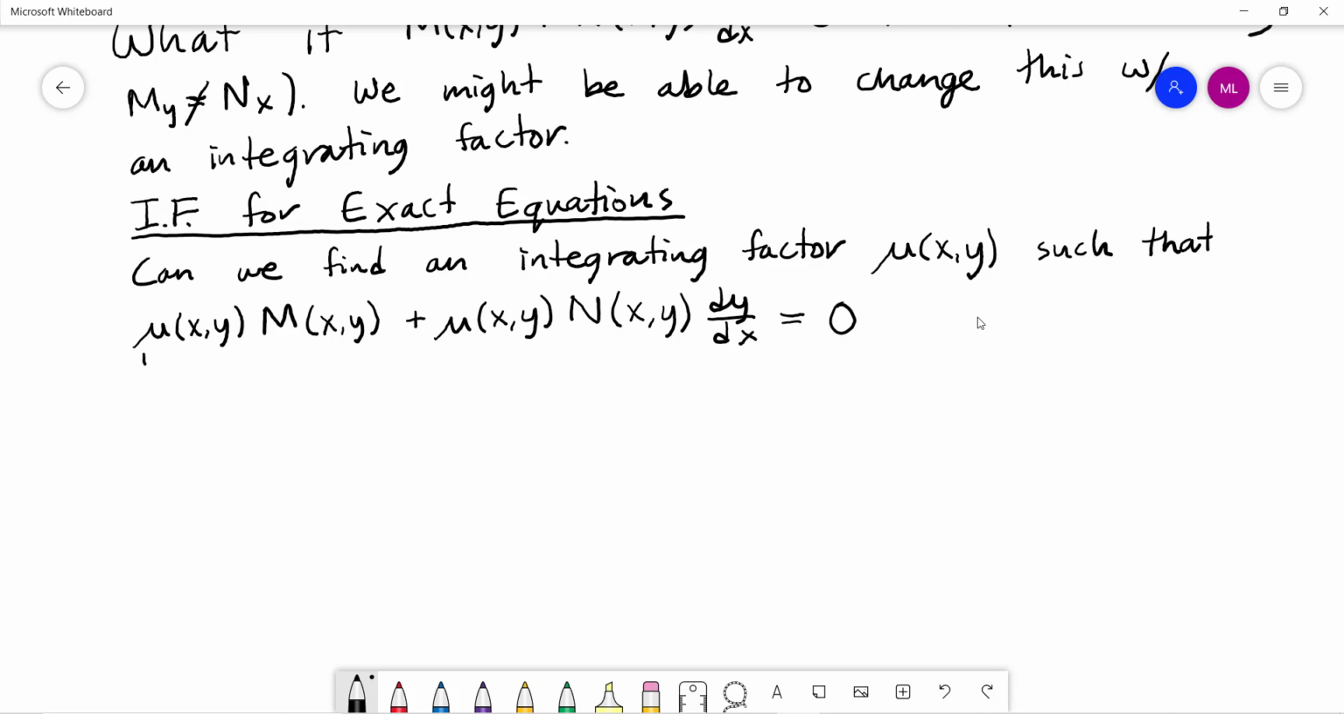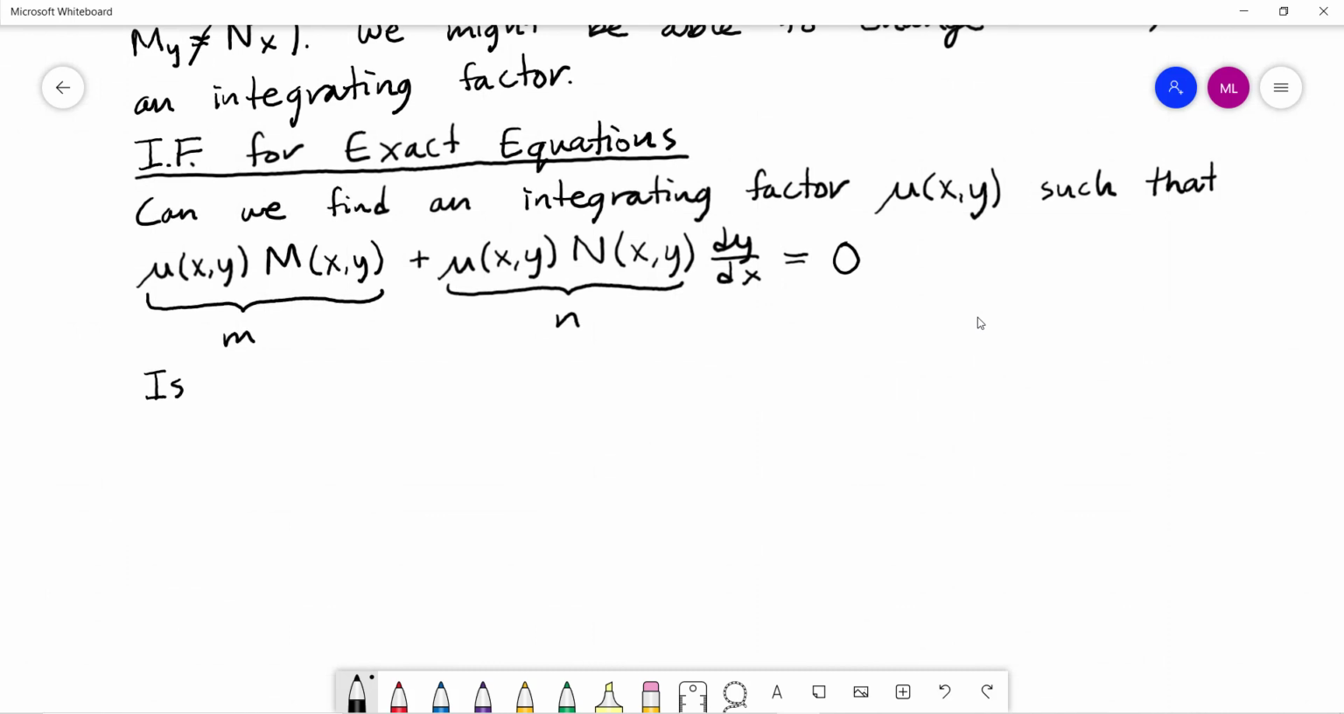So we'll call this some, I don't know, maybe I'll use just lowercase. I don't know what our book does. I'm going to call this lowercase m and this one lowercase n, the modified versions here, and check and see if this is exact. So is m_y equal to n_x on the lowercase modified versions where we've multiplied through by mu? Right, that's our goal. Essentially all we're saying is I want the y derivative of this whole mess to be equal to the x derivative of this whole mess, and we would have an exact equation. It would just be an uglier equation than the one that we started with.